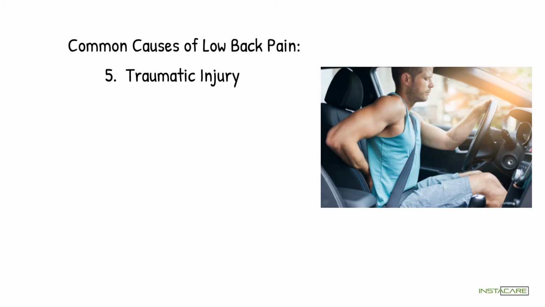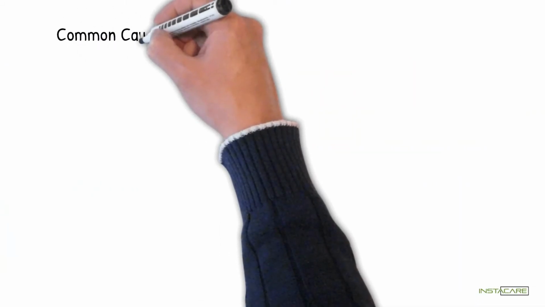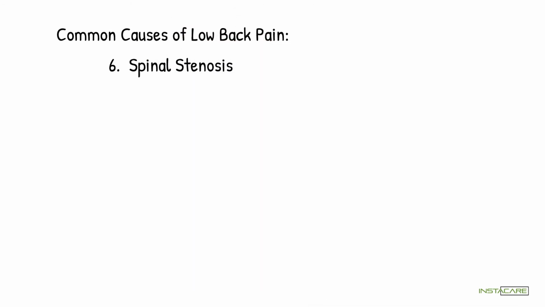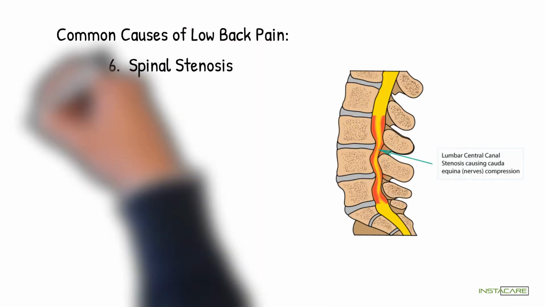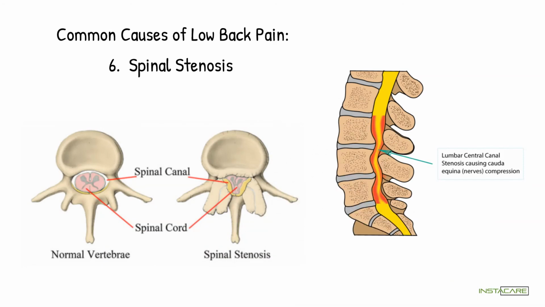A traumatic injury can occur from a car accident, impact during sports, or a fall, and can injure tendons, ligaments, muscles, or bones, resulting in low back pain. Spinal stenosis is a narrowing of the spinal column that puts pressure on the spinal cord and nerves, commonly caused by arthritis. This narrowing can cause pain or numbness with walking.